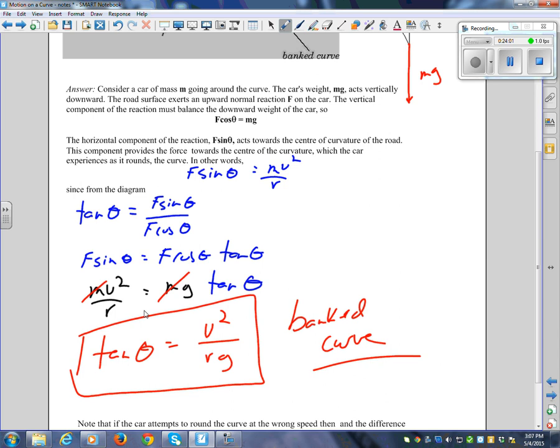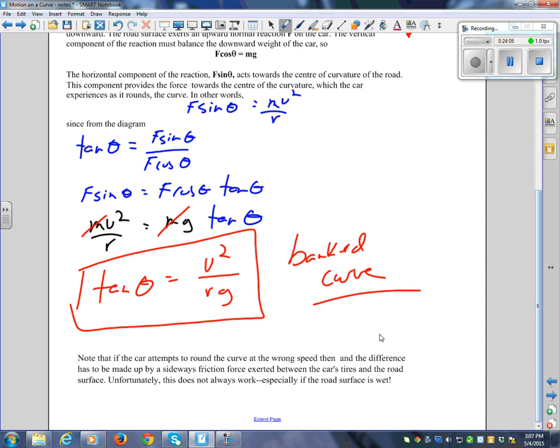Okay, so what is our, well, I guess we don't have a question here yet, right? That's our format. Note that if the car attempts to round the curve at the wrong speed, then the difference has to be made up by a sideways friction force exerted between the car's tires and the road surface. Unfortunately, this does not always work, especially if the road surface is wet. This is how fast you can go if there's no friction at all. Is there ever no friction as you go around a corner? Unlikely. Even when you're driving on the highway in the worst winter, there's going to be a little bit of friction.